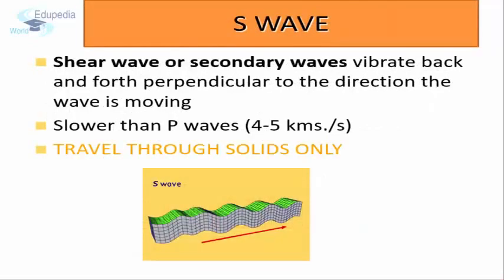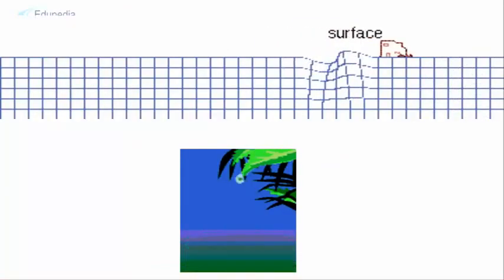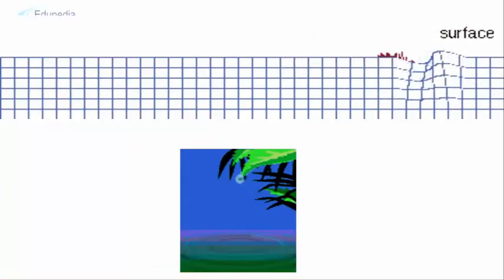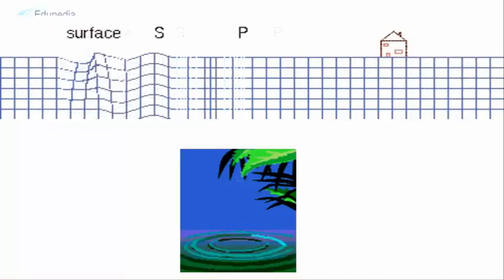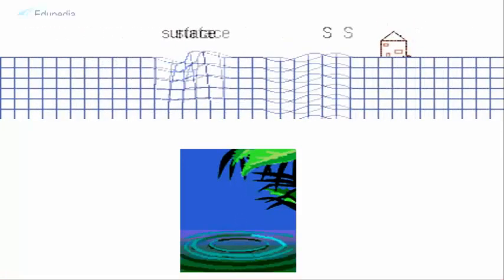S waves are also called shear waves. They vibrate back and forth perpendicular to the direction of wave movement. S waves are slower than P waves, and S waves can travel only through solids. Following P waves and S waves, surface waves are also produced. Surface waves are slowest of all, but they cause maximum damage.